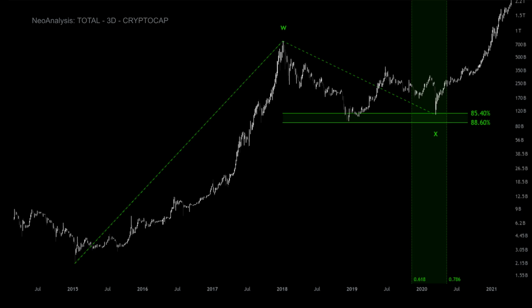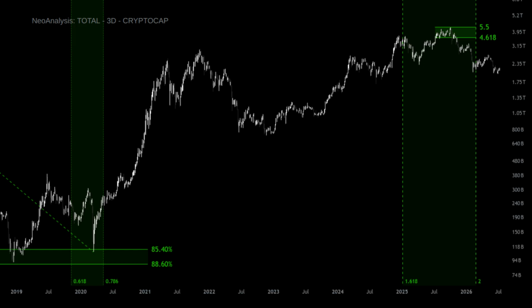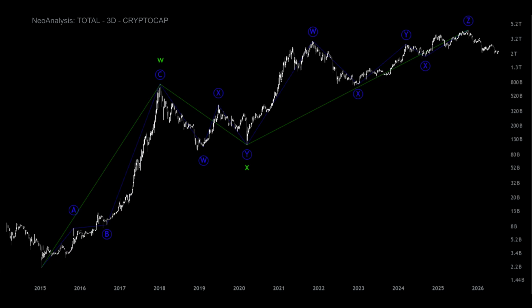CGX, functioning as a connector, has retraced nearly 88.6% of CGW in price, while remaining shorter in duration than CGW. CGY has taken substantially more time and produced a significant measured move, nearly reaching a measured extension of approximately 5.5 times CGW in price. The primary blue degree provides the internal structure of the larger cycle green waves. Each cycle green wave is examined at the primary blue level to validate the higher degree labeling and ensure internal consistency with the parent wave's function and proportionality.